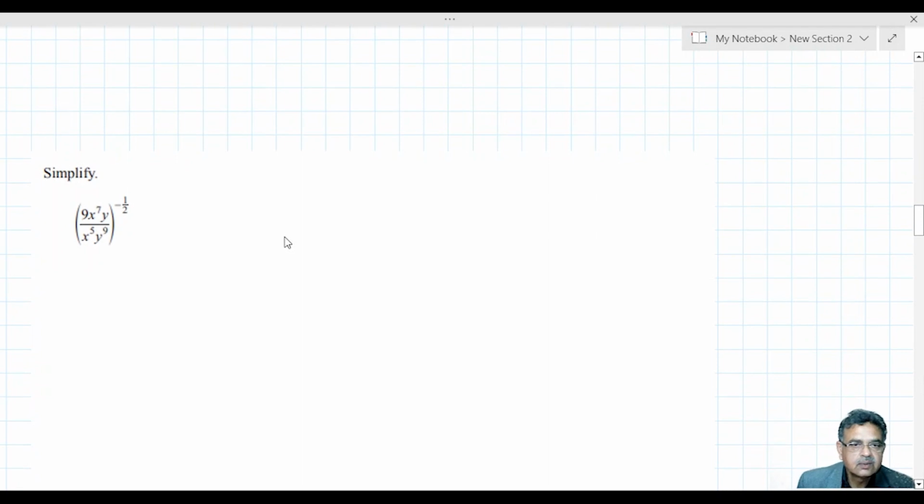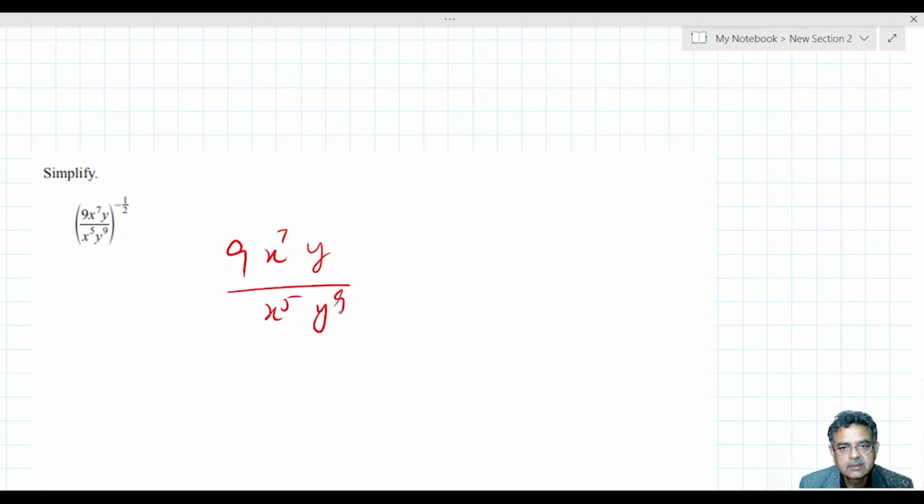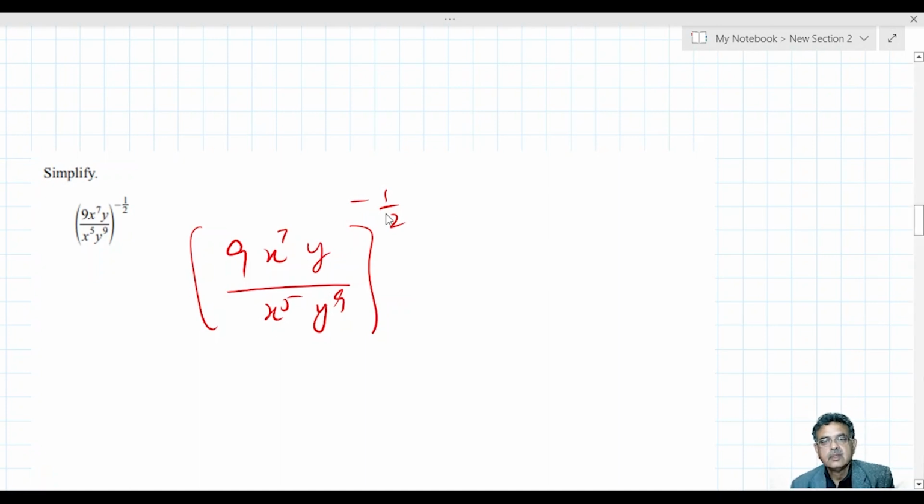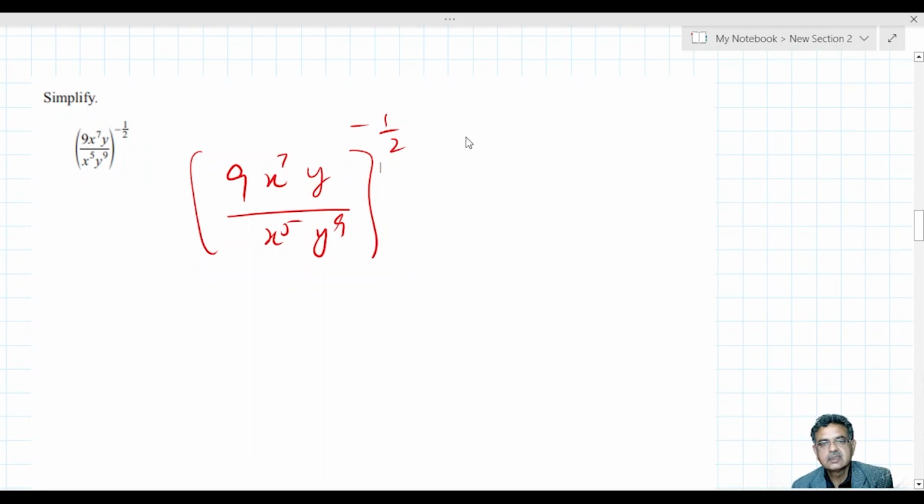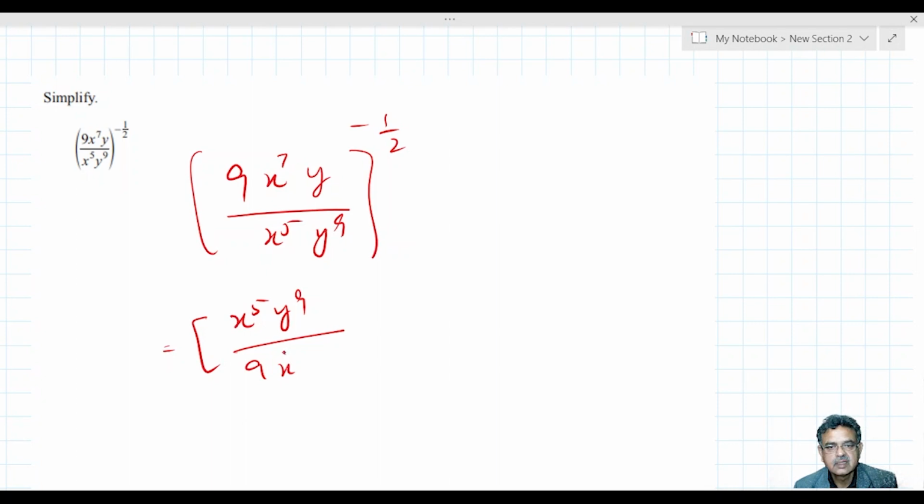Okay, next now 9x power 7 y over x power 5 and y power 9, and the power is minus half. Before considering this power, first let's change its sign. What does it mean? How will the sign be changed? If we write the values inside the bracket upside down, it will be changed. Now it will be positive.